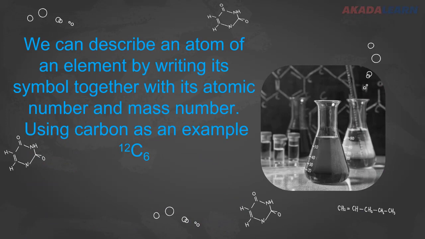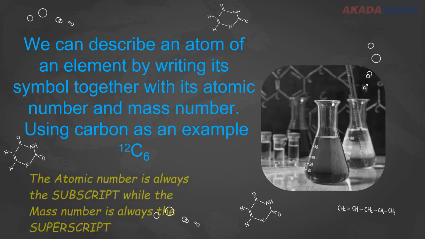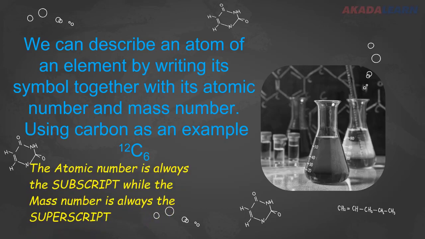We can describe an atom of an element by writing its symbol together with its atomic number and mass number, using carbon as an example. You can see it on the screen there. The atomic number is always written as the subscript, while the mass number is always written as the superscript.